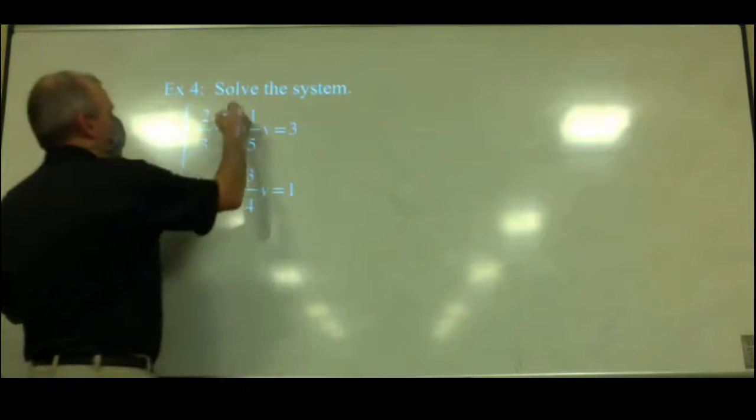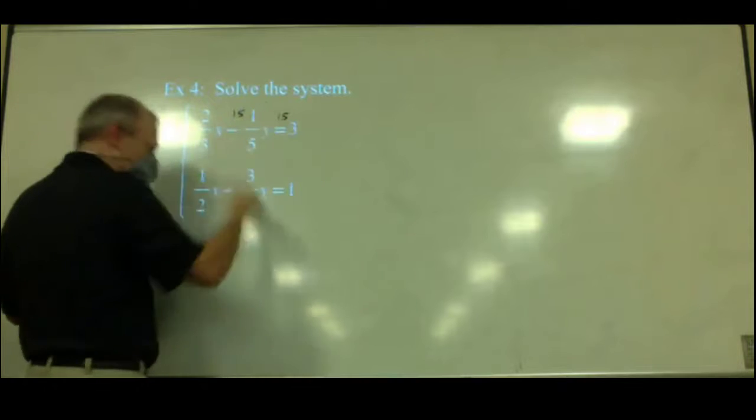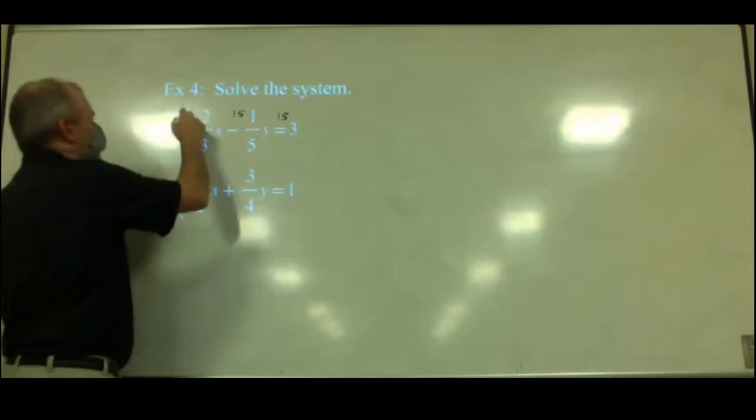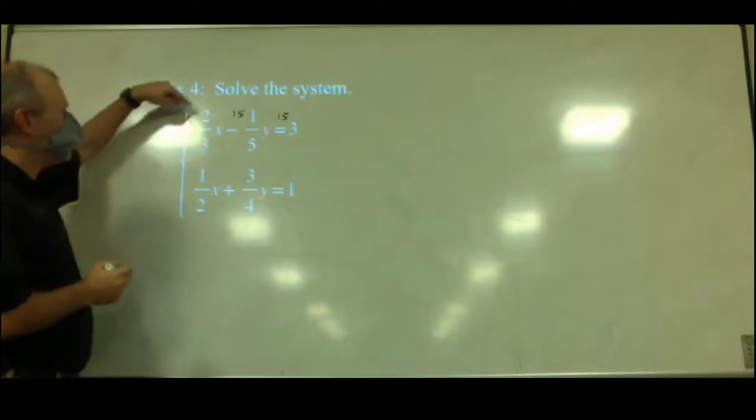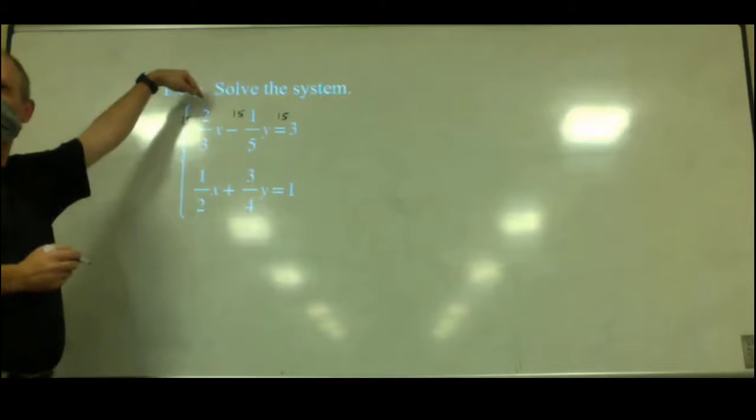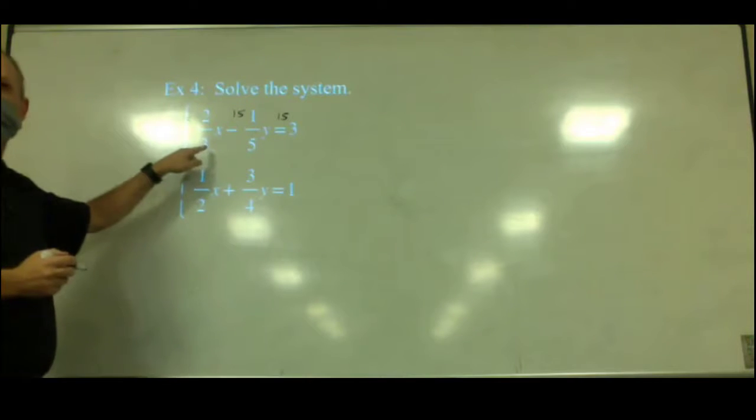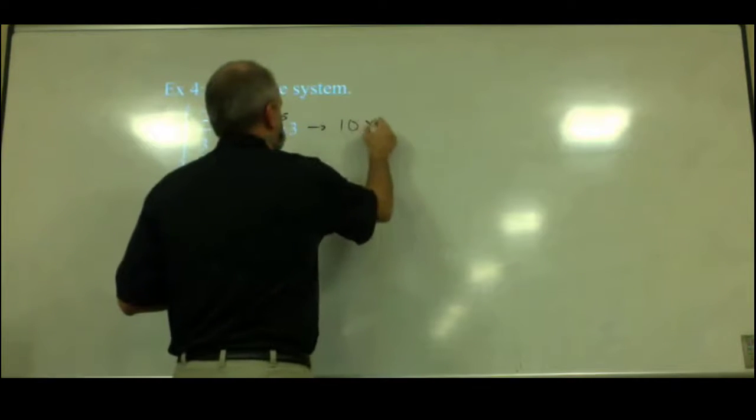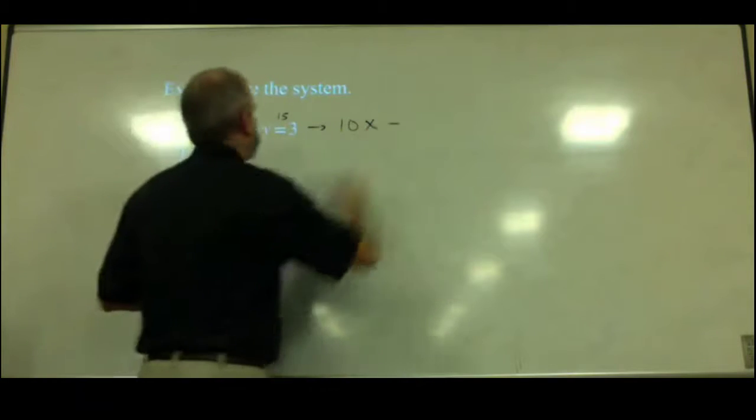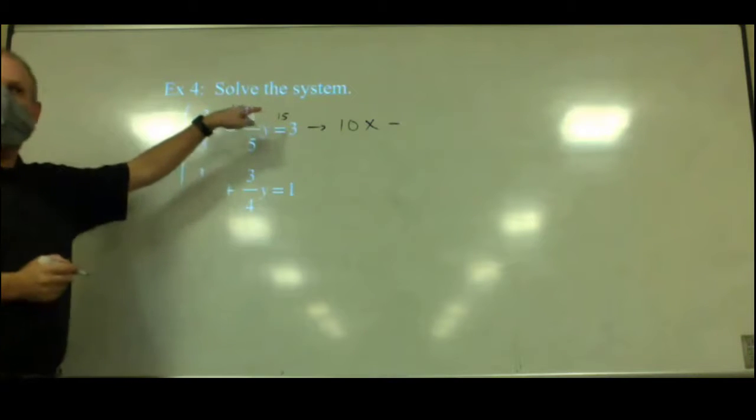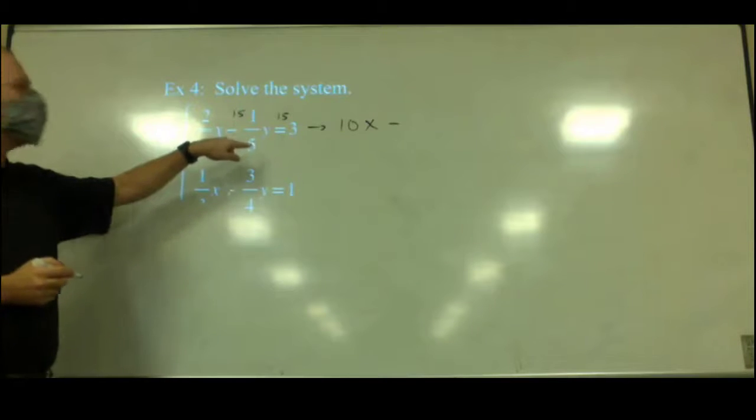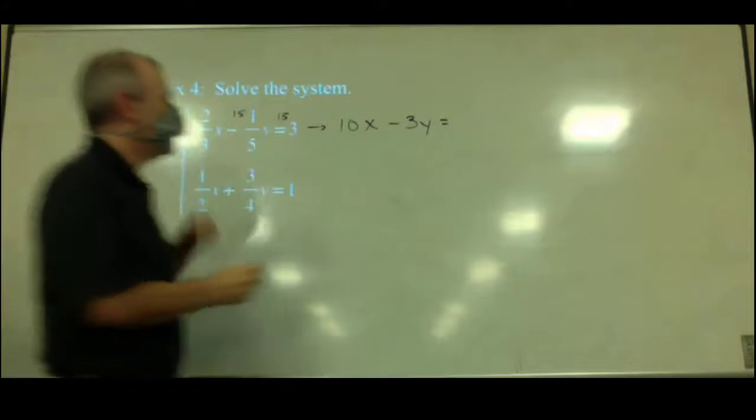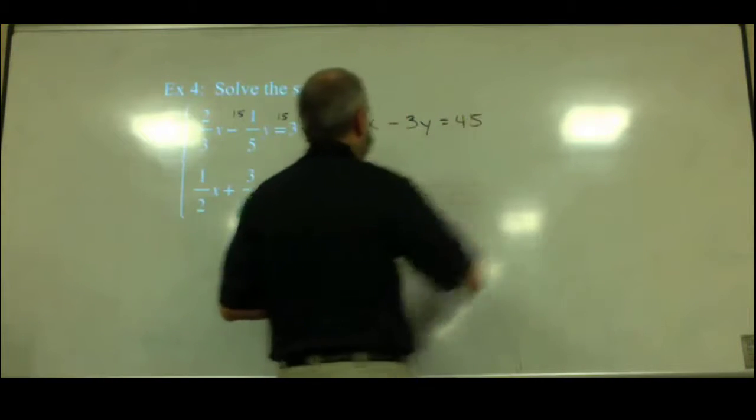Okay, and so what I'm going to do is I'm going to put the 15 by each one of these, so we realize that we're multiplying each thing by 15. Okay, and let's go ahead and do that. So if we multiply 15 times 2, does it make sense that's 30? And 30 divided by 3 is 10. So this becomes 10x, and then we have minus. Then 15 times 1 is 15 divided by 5. What is that? 3y equals, and 15 times 3 is 45. There's nothing to divide by there.